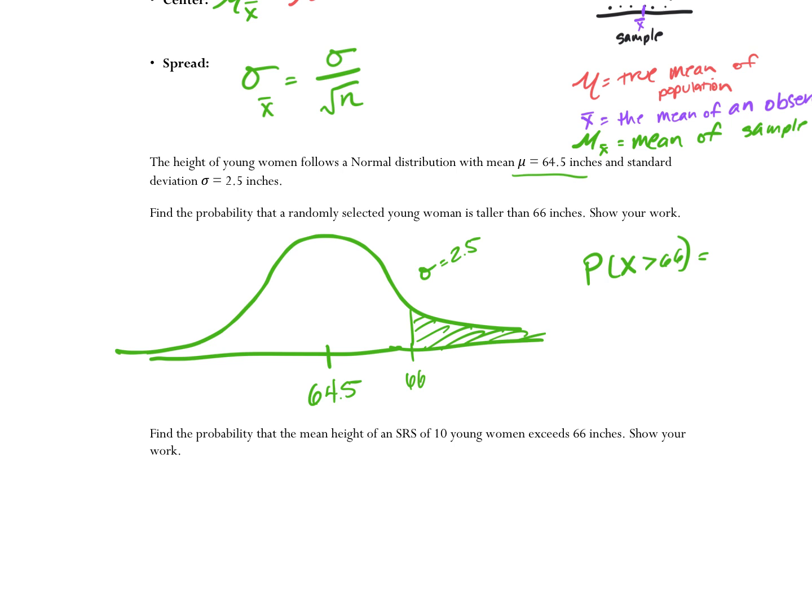Where do I find this answer? What do I use in my calculator? I'm sorry? Inverse norm is going to ask me for an area. I don't know. I'm trying to find the area. Normal CDF is going to ask me for boundaries. Do I know the boundaries? Everybody good?